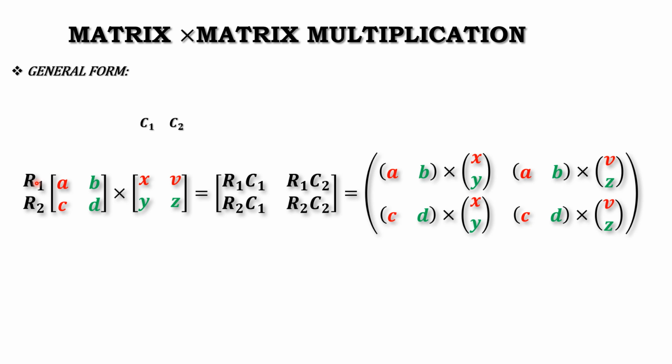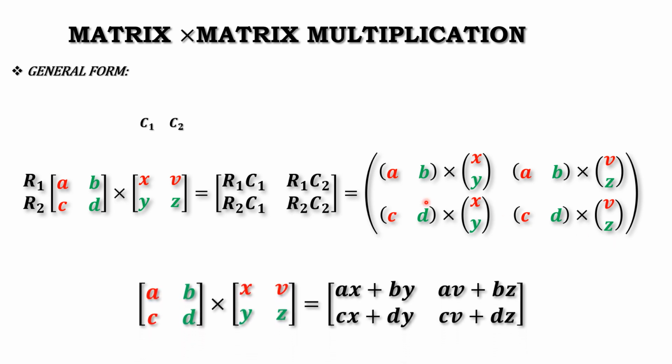When you are done with the first row, you have to take the second row multiplying the first column. So the second row, first column. Then the second row, second column. So in this format, the dot product concept: row 1 times column 1, row 1 times column 2, row 2 times column 1, row 2 times column 2.